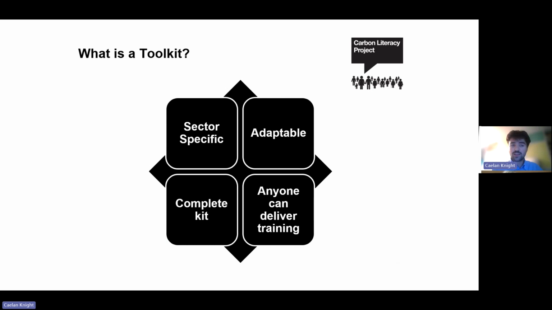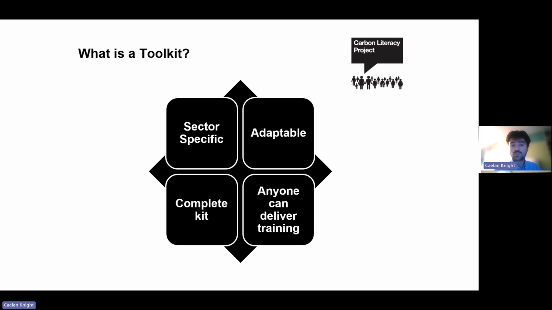So a toolkit is a sector-specific suite of courses. These are accredited carbon literacy courses that have been developed by peers in a sector. As the Carbon Literacy Project, we are not experts in local government. So what we did is pull together a writing group of several different local authorities to develop a shareable course that could be used within the sector to deliver carbon literacy training.